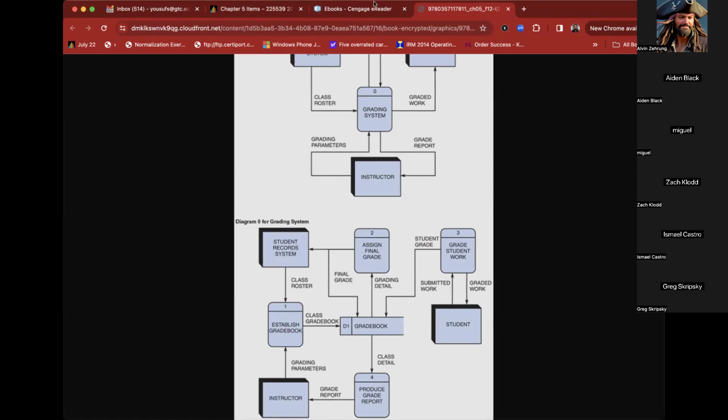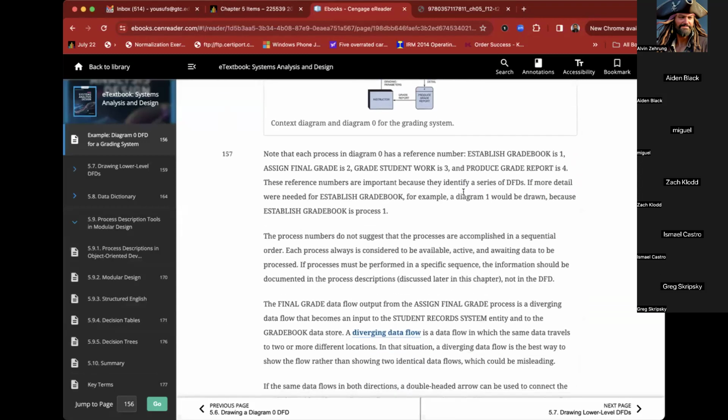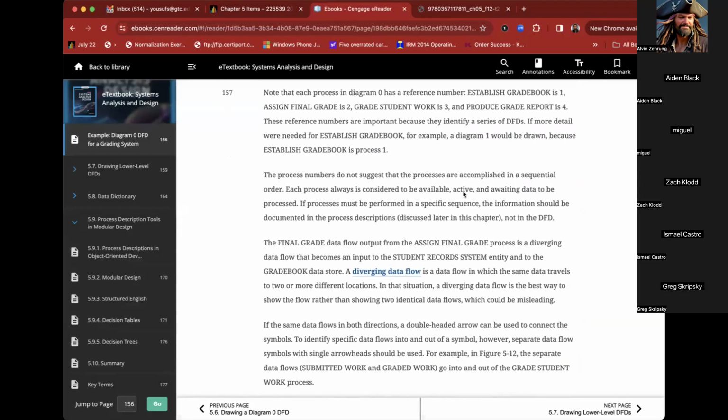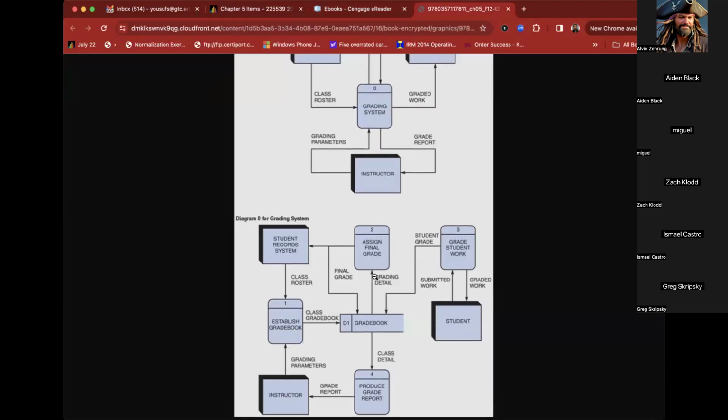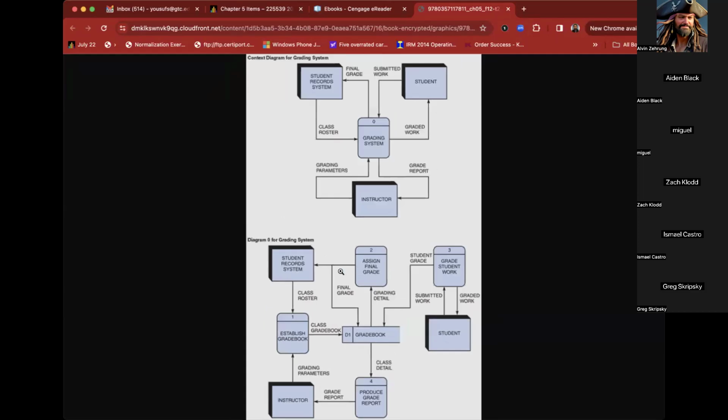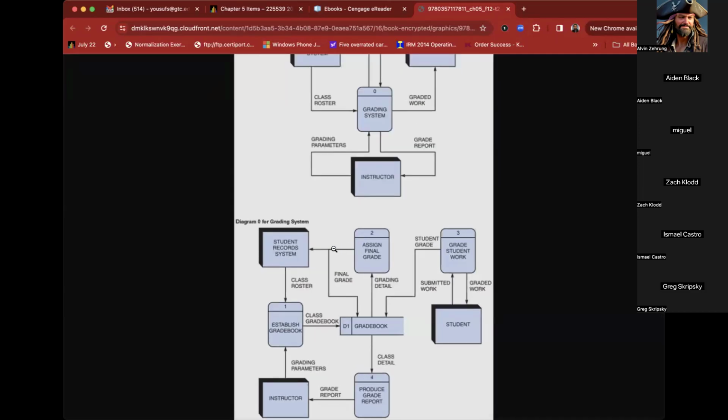Okay. Now, having done that, we need to also understand another concept called a diverging data flow. What is a diverging data flow? This arrow that you see over here that is coming out of the assigned final grade, one end is going to student record system, and the other end is going into the grade book. This is called a diverging arrow.